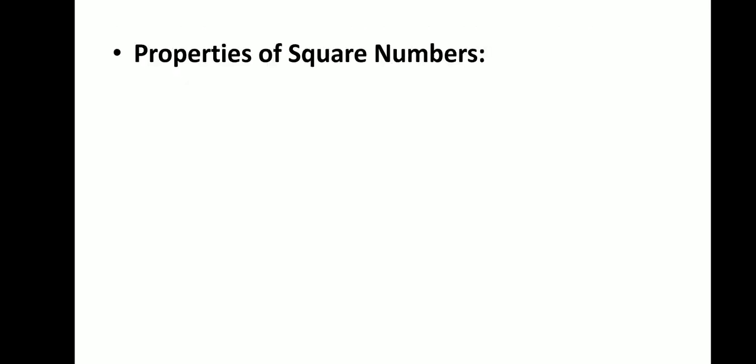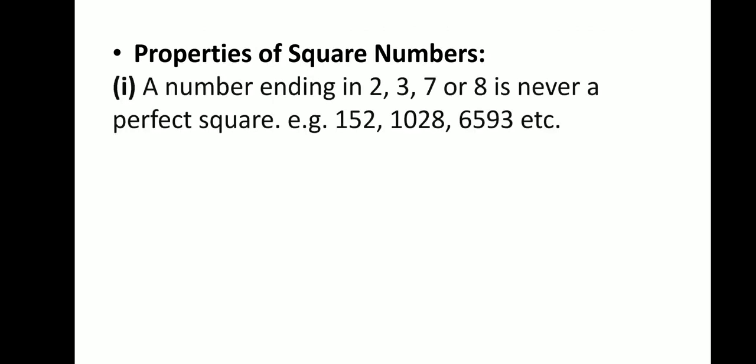Now coming to the properties of square numbers. The very first property is a number ending in 2, 3, 7 or 8 is never a perfect square. It means that if a number has 2, 3, 7 or 8 in its units place, then that particular number or those numbers will not be perfect square numbers, like 152, 1028, 6593, etc.